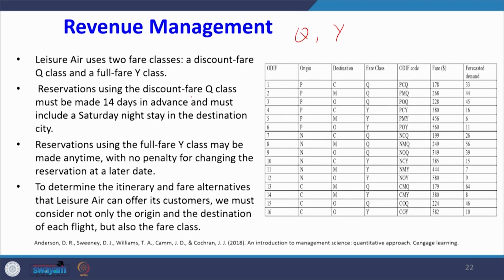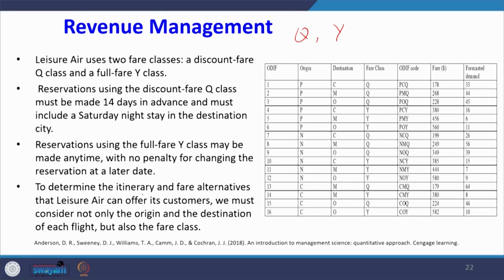Reservations using discount fare Q class must be made 14 days in advance and must include a Saturday night stay in the destination city. Reservations using full fare Y class may be made any time with no penalty for changing the reservation at a later date.